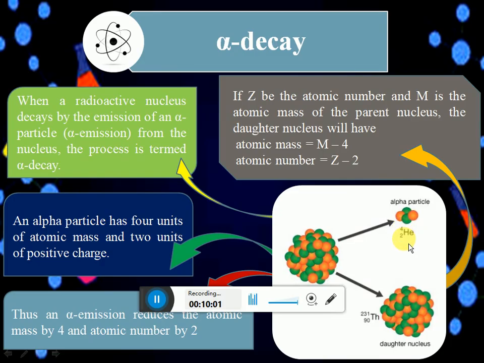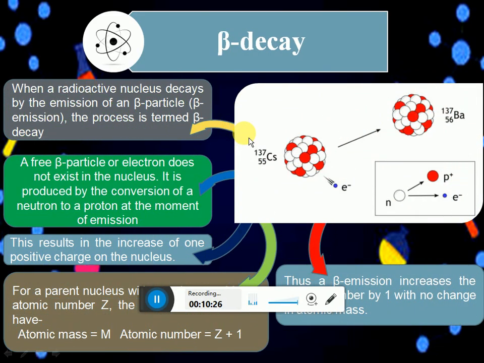It has a mass of 4 units and 2 units of positive charge. Its charge is 2, or atomic number is 2. So these are some of the properties of alpha radiation. Next is beta decay.